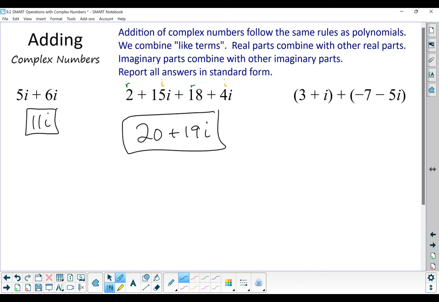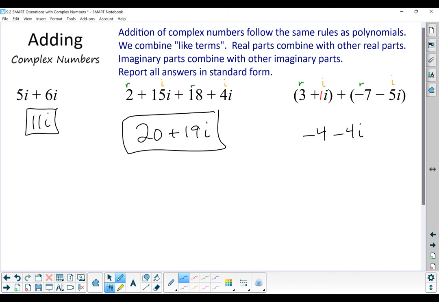Sometimes you'll have negatives come up, so just be extra careful as you're handling your negatives. Our real part in this one is 3, and our real part here is -7. We're adding those two parts together, so our real part is -4. Our imaginary part on this complex number is i, which is 1i, and our imaginary part here is -5i. So if I add together 1i and -5i, I get -4i.